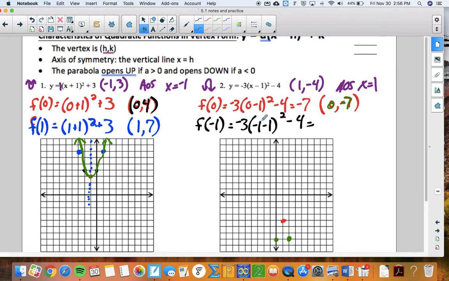So this is -2. -2 squared is 4. 4 times -3 is -12. -12 minus 4 is -16. So I believe we'd be sitting here. But we can't graph that. So let's just make an upside down parabola.